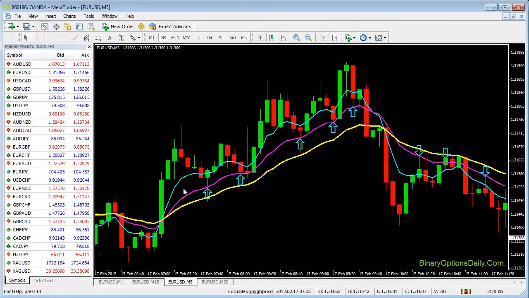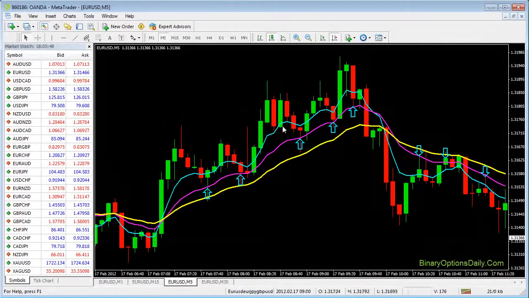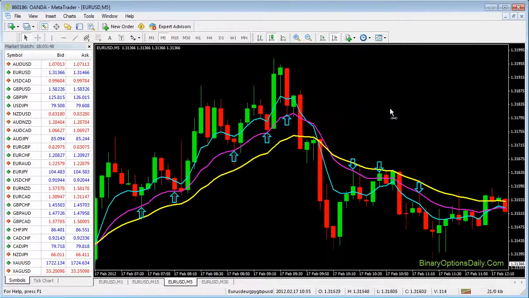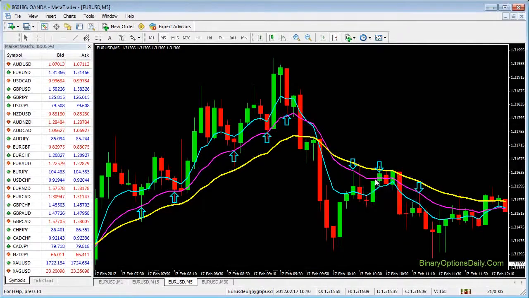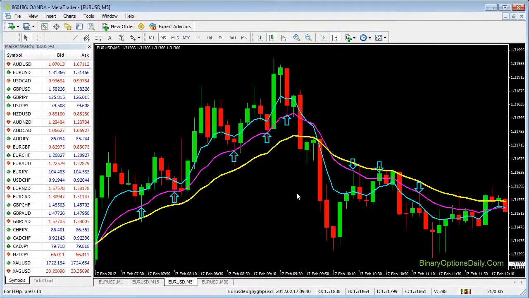So anyway, guys, I hope you have enjoyed this video, and as I said, this is just a trend guide. If the blue is above the magenta and the 26 is on the bottom, then we'll be looking for an uptrend. And if you see the exact opposite, where the 26 is on the top, the 14 in the middle and the 6 on the bottom, then we'd be looking at it as a downtrend, and we'd be looking for puts.